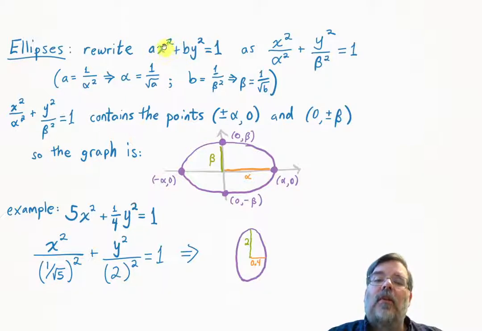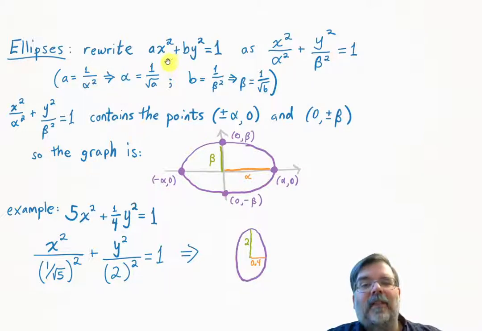And so here, the coefficient of x squared is a. Here you can think of the coefficient of x squared as 1 over alpha squared. And if you set those equal to each other, a equals 1 over alpha squared, you can do some algebra and rearrange, and you'll get alpha is equal to 1 over the square root of a. Similarly, b can be set equal to 1 over beta squared, and beta is equal to 1 over the square root of b. And since both a and b are positive, we have nothing to worry about in terms of imaginary numbers.